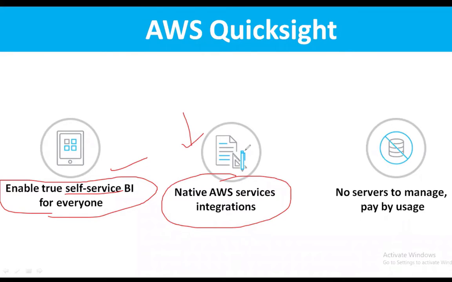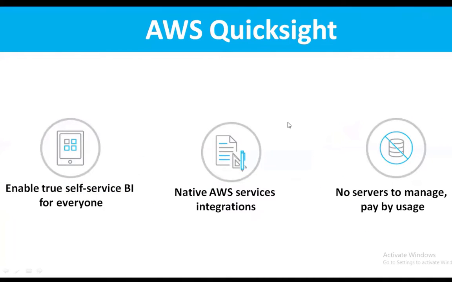There are different types of S3 buckets. There are many services you can integrate with QuickSight. So there is no need to manage servers on your own. You can pay by usage. That is another advantage of QuickSight. These are the benefits of it, right?